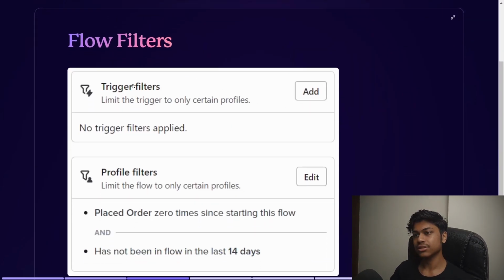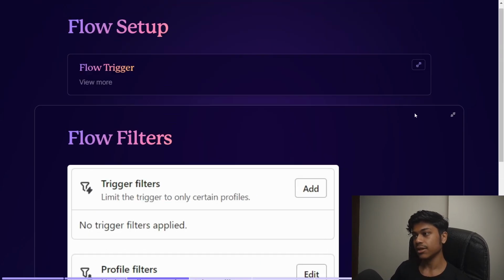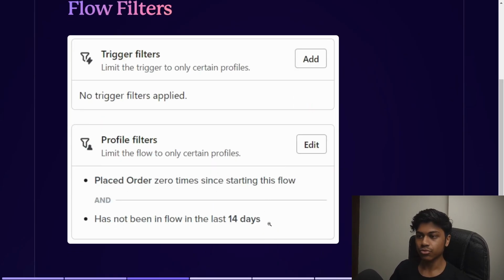Flow filters, so you don't want any trigger filters, but you do want profile filters, which is basically just placed order 0 times since starting this flow. Obviously, once someone has placed an order, you don't want them in the flow anymore, and has not been in the flow in the last 14 days. Now this, you can change it up. You can make it 5 days, you can make it 30 days, depending on your store and how often you want this flow to be going out to people, right? But usually, the rule of thumb, like 14 days, 7 days, something around those time ranges is pretty good.